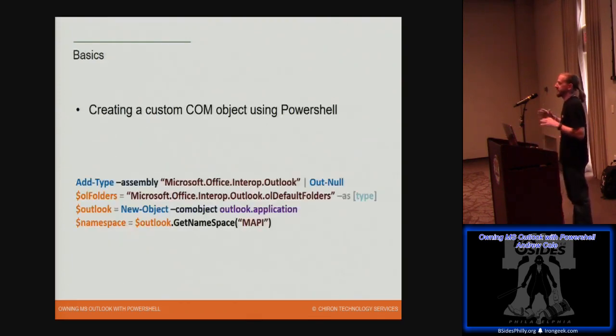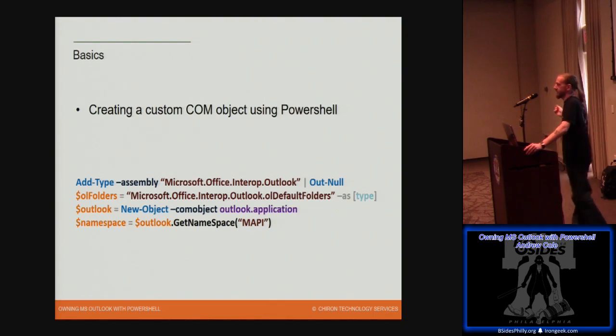So pretty much everything that's going to be covered in this talk is going to leverage a similar concept, and that is to basically create a new COM object that is going to be Microsoft Outlook. So we're going to be creating a new object. It's not going to be pointing to it. It's not a pointer to an object. It's not a reference to it. It is going to be creating the actual .NET object for Microsoft Outlook.